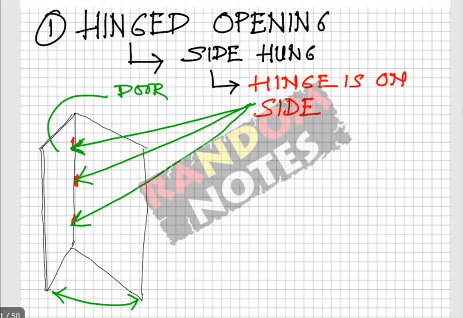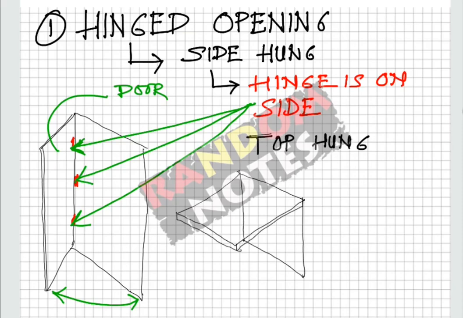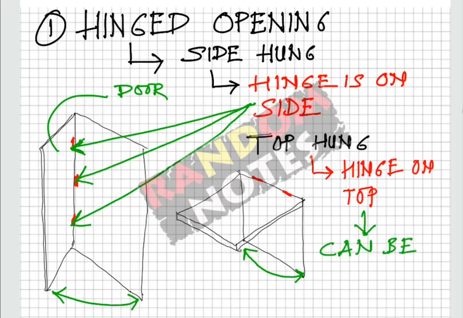There can be a top hung situation also, like in this ventilator. In this, the hinges are on top and the shutter swings vertically for opening or closing. Top hung is mostly found in windows or ventilators, whereas side hung is used both in doors and windows.